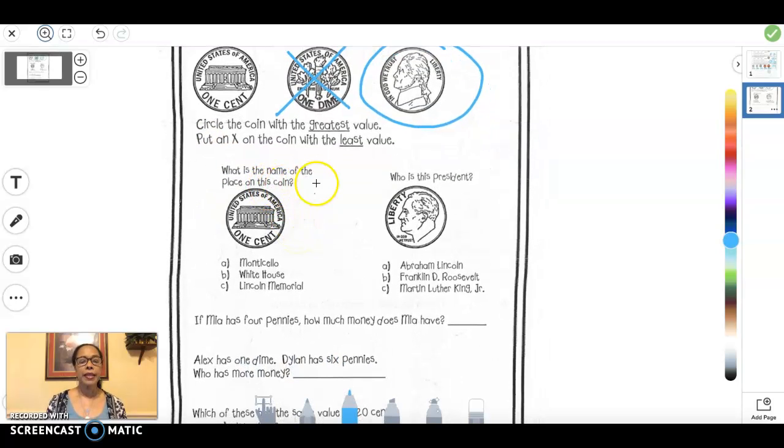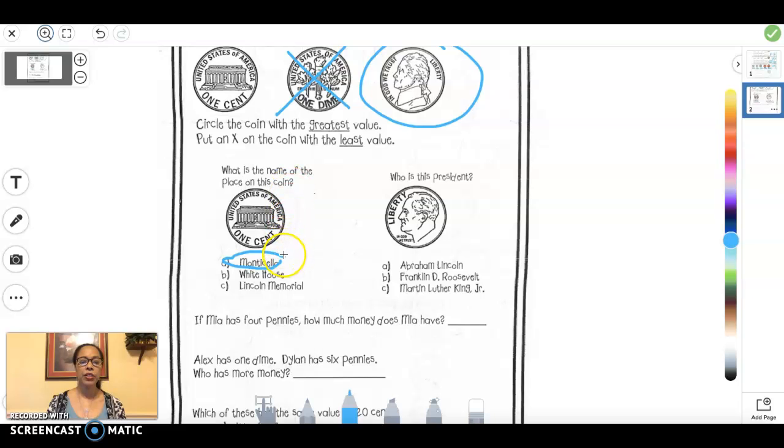Okay, what is the name of the place on this coin? There's a place right here on this coin. What is the name of this place that's on the back of this coin? Is it A, Monticello, B, the White House, C, the Lincoln Memorial? Whatever you think it is, you are going to circle that coin. What is the name of the place on this coin?